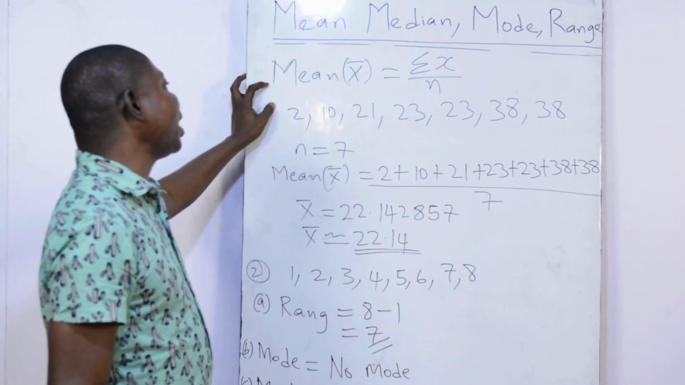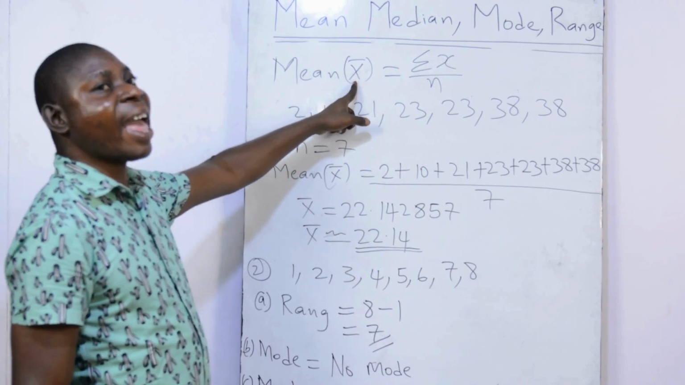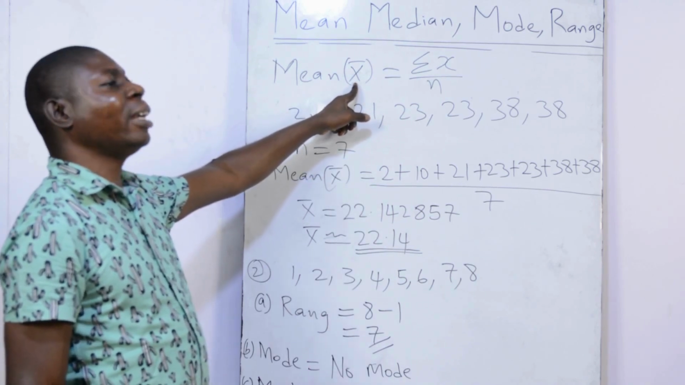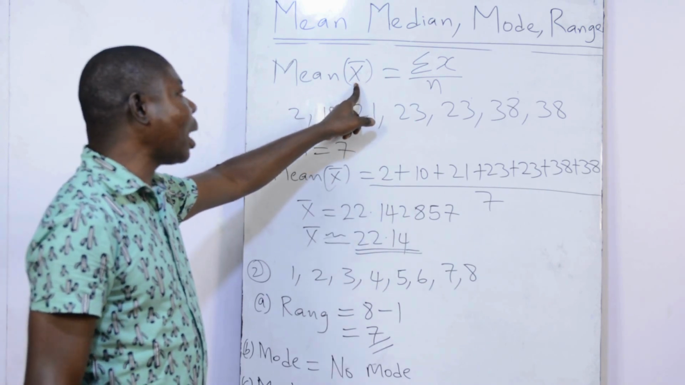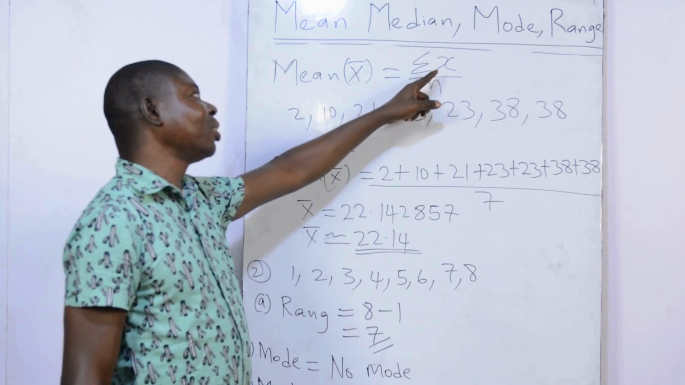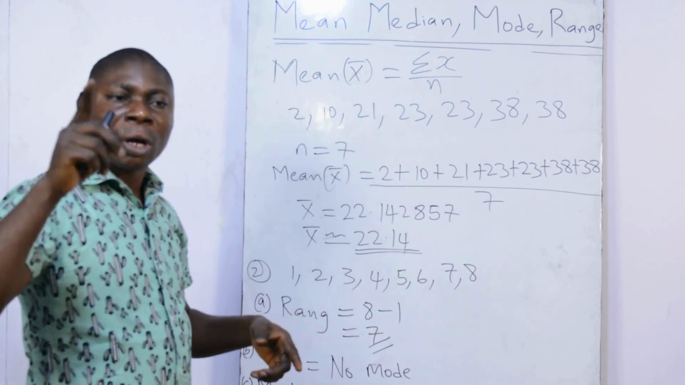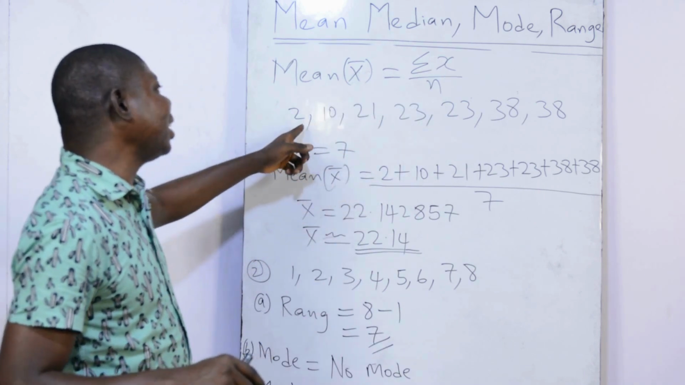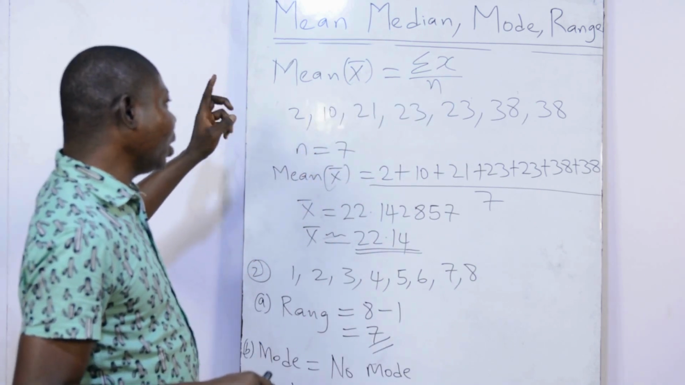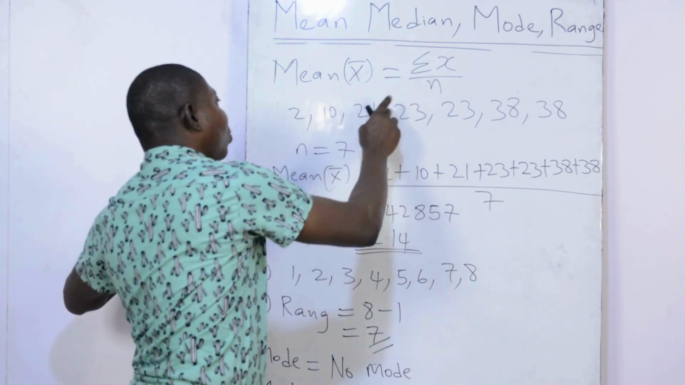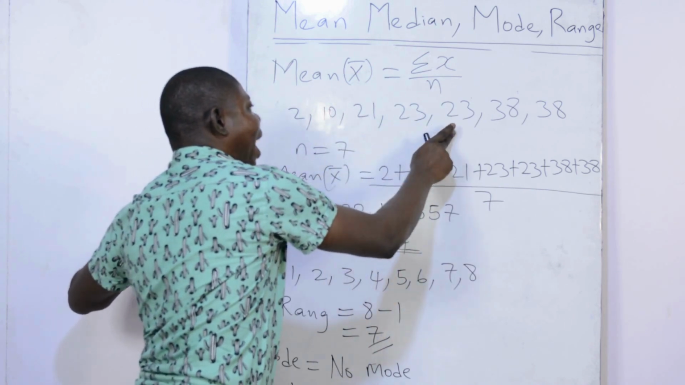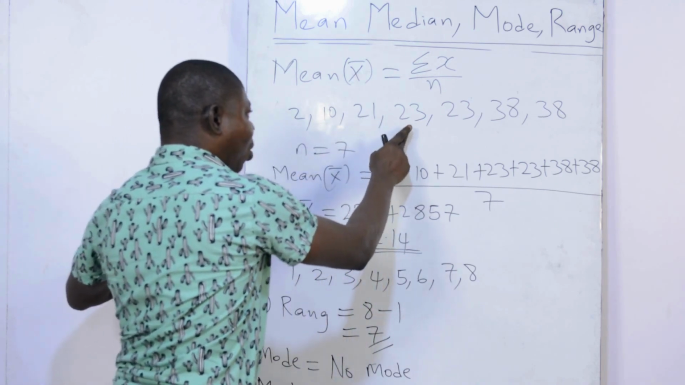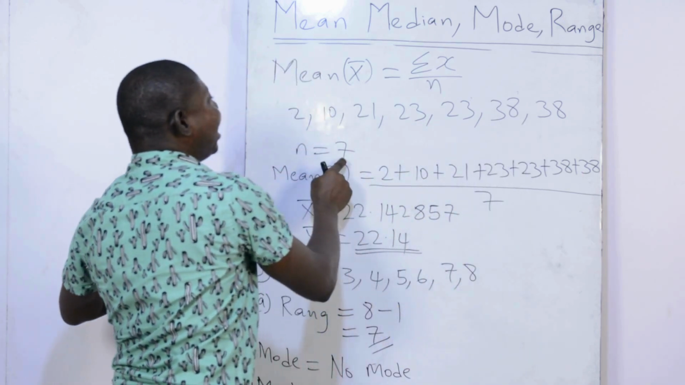Now to calculate mean, the symbol of mean is X bar. Anytime you see X bar, you will know that they are talking about mean. And then the formula is summation X over N, which is for raw data. And then this is the question. So you need to count to know N. 1, 2, 3, 4, 5, 6, 7. So our N is 7.